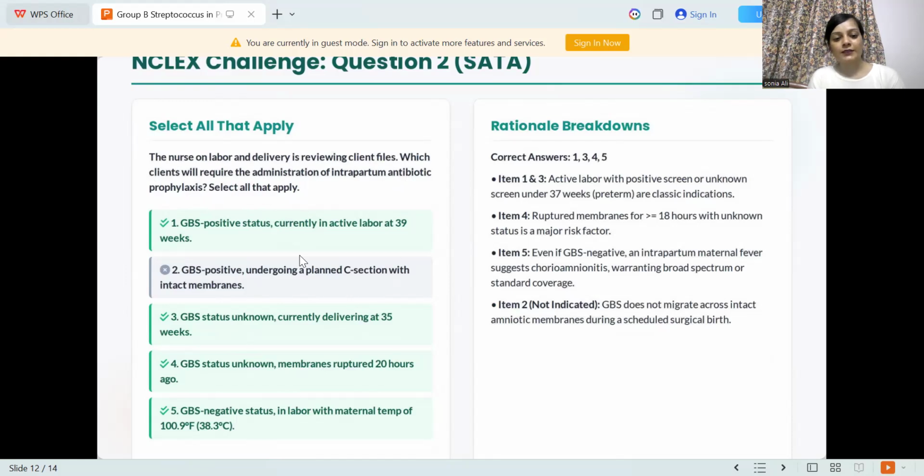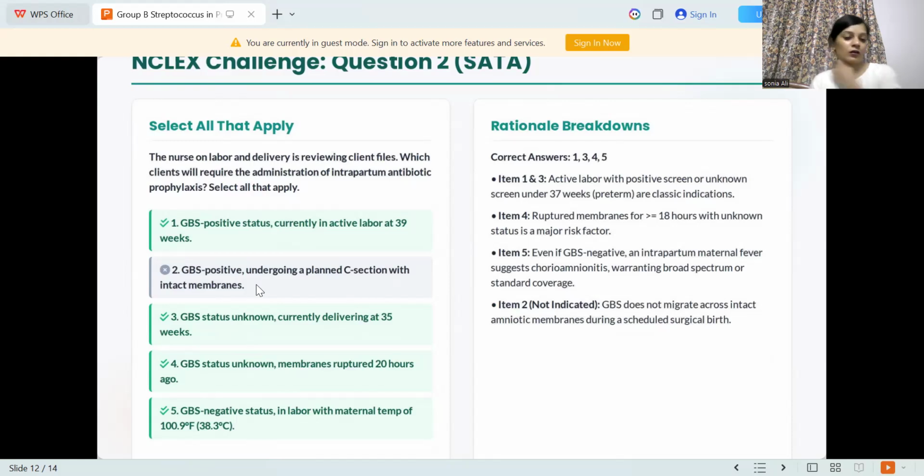Prophylactically. Now the second one is GBS positive undergoing planned C-section with intact membranes. Those patients who are GBS positive, we already discussed. A patient undergoing a planned C-section with intact membranes, so no need to give them a prophylactic antibiotic. Third answer is GBS status unknown, currently delivering at 35 weeks. So definitely we need to give the antibiotics for this patient.